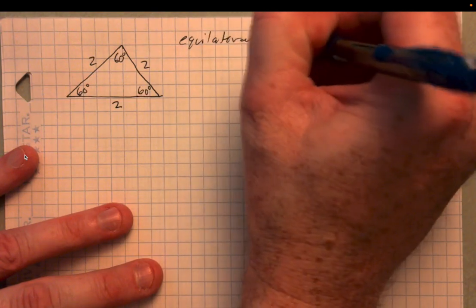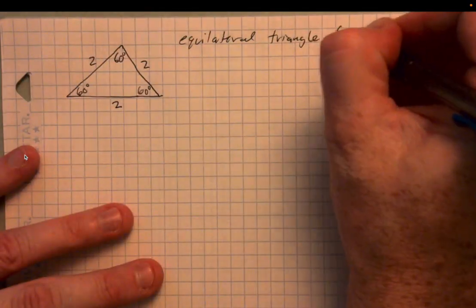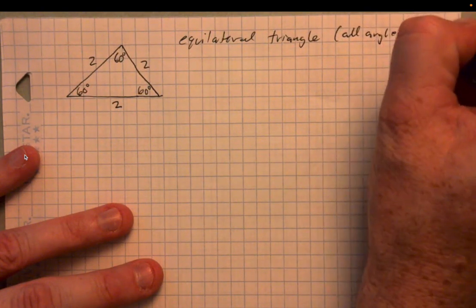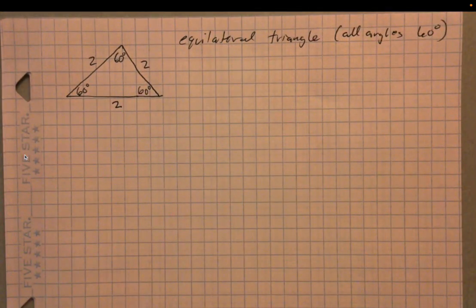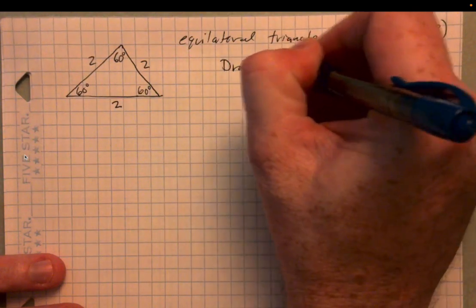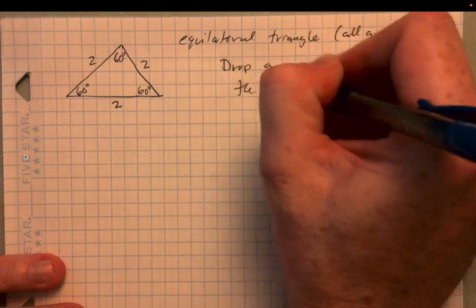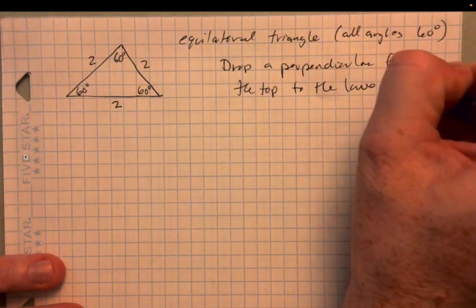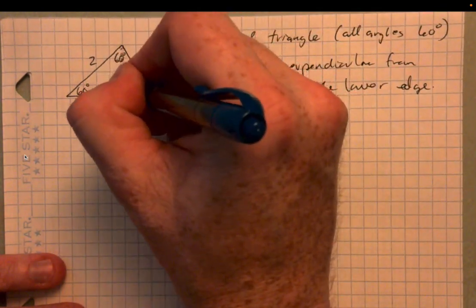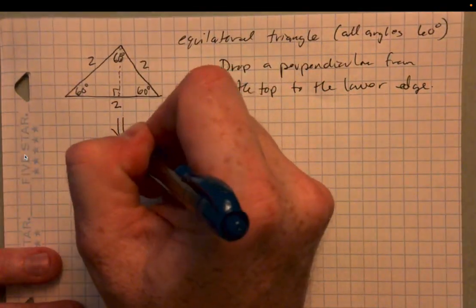Equilateral triangle. All that means is all angles are 60 degrees. The length of the sides are arbitrary, but however long one of the sides is, the other two sides have to be the same length. But the angles are locked in at 60 degrees. Now what we want to do is drop a perpendicular from the top of the triangle to the lower edge. We're just going to do one of these here and get a right angle. So I'll just draw it down here.